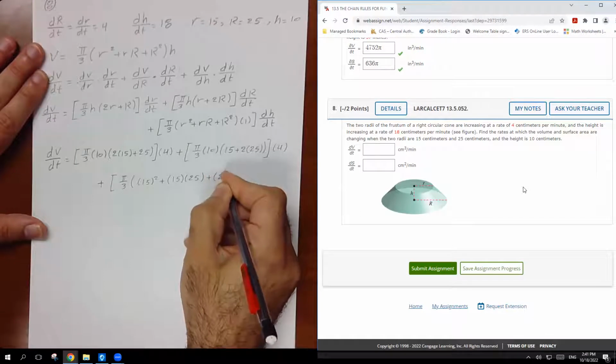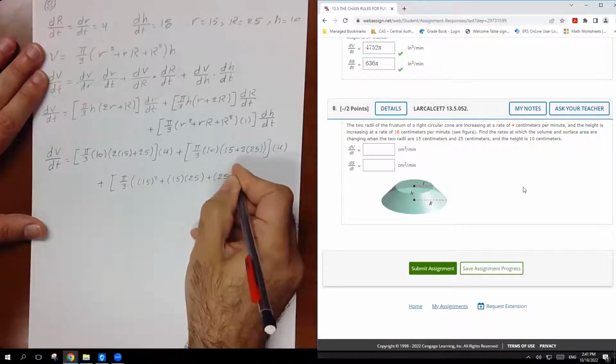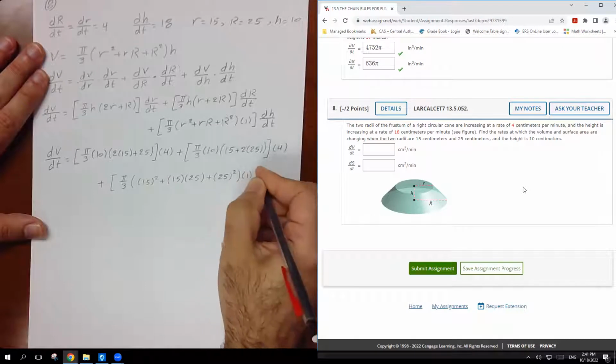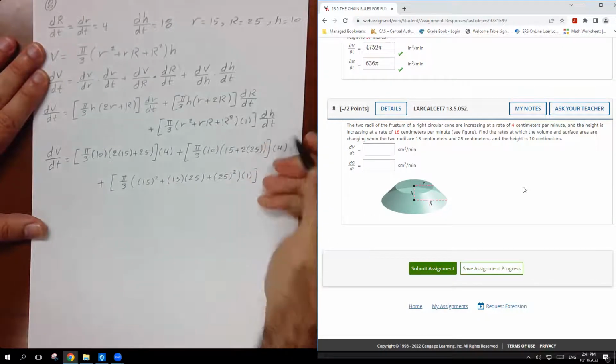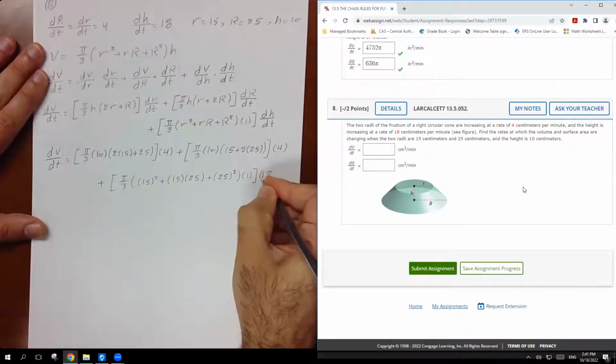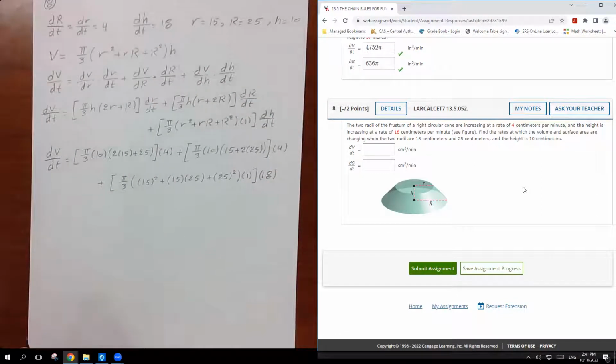plus 25 squared times 1 dH over dt, which is 18. So all these numbers, we just have to simplify everything. So let's work one by one.